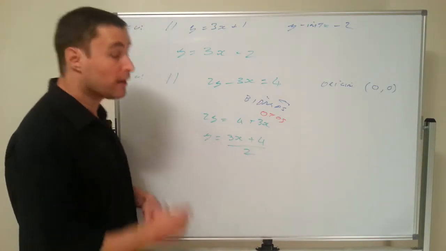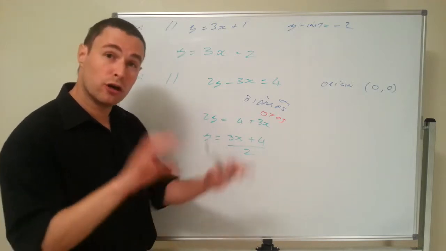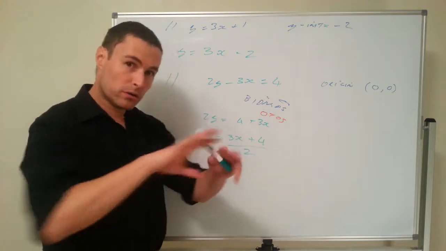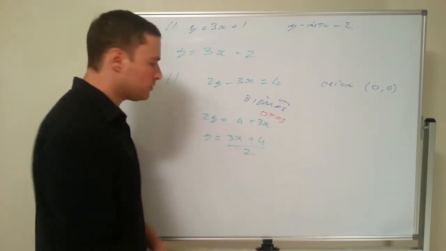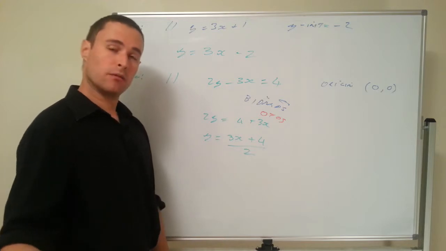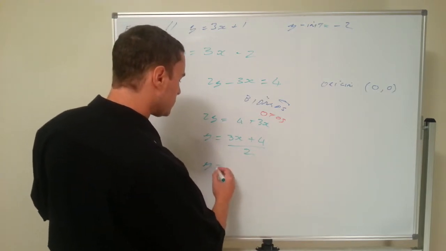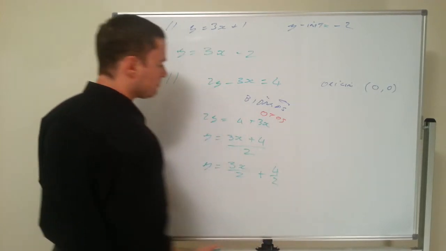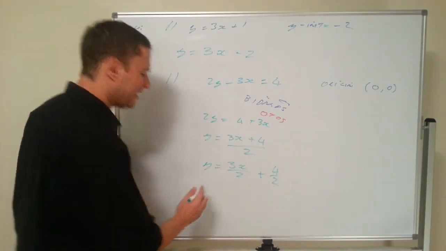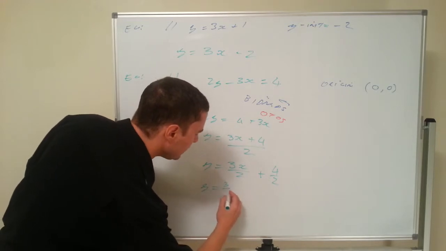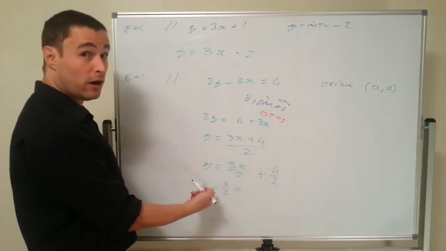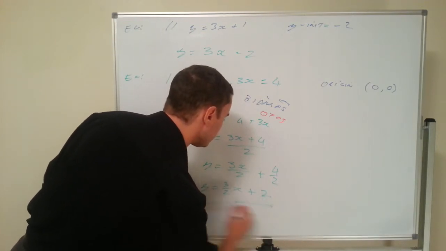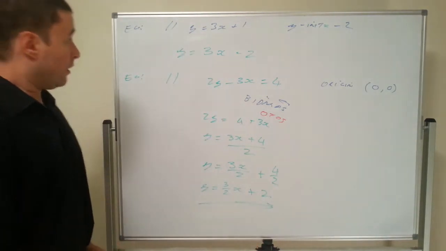To split a fraction, any fraction where it has 2 terms in the numerator on top, or 3 terms in the numerator, all you do is give each term its own denominator. So to split this, I've just got 3x over 2 plus 4 over 2. That's still ugly. Let's tidy it up. y equals 3 over 2x, or you can write 1.5 if you want, plus 4 divided by 2 is 2. There it is.